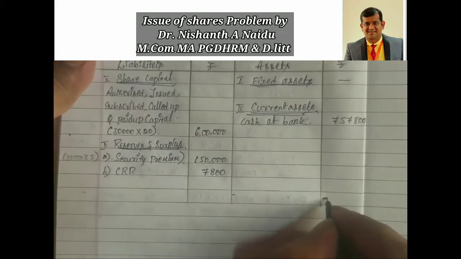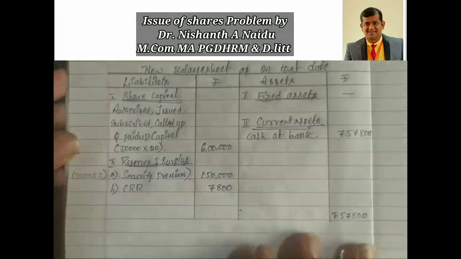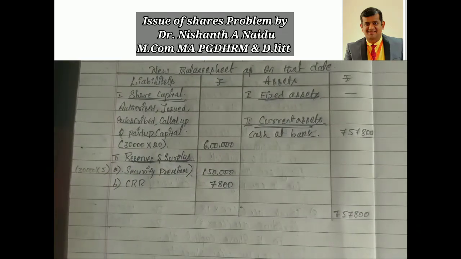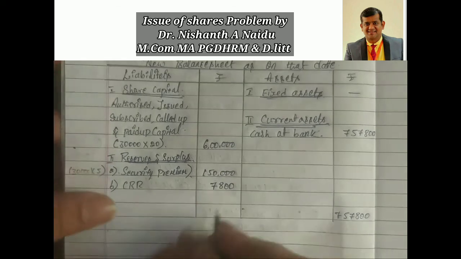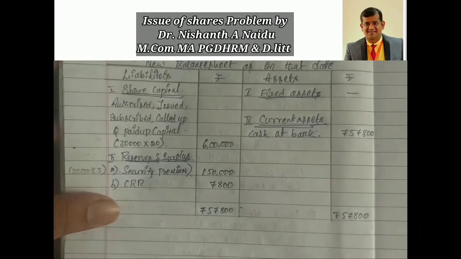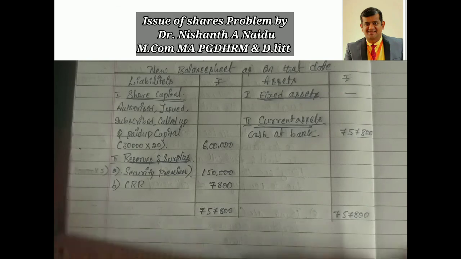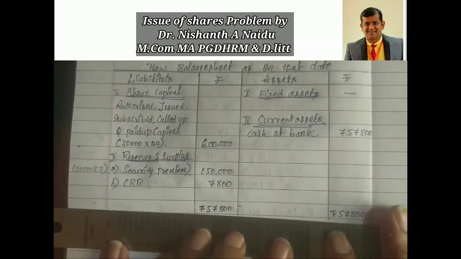I'm going to write this total, 7,57,800. Now total the liability amount column. That is 6 lakh plus 1,50,000 plus 7,800 plus 7,800. That comes to 7,57,800 rupees. So both sides of the balance sheet have tallied now. I'm done with this problem, and the balance sheet has also tallied. So that means our problem is correct.